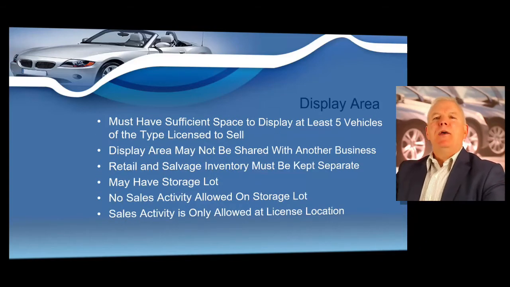Display area. Your display area must be of sufficient size to display at least 5 vehicles of the type for which the GDN is issued. I want to repeat that. Your display area must be of sufficient size to display at least 5 vehicles of the type for which your GDN is issued. Those spaces must be reserved exclusively for the retail dealer's inventory and may not be shared or intermingled with another business or a public parking area or a driveway to the office or another dealer's display area. So you can't intermingle inventory whatsoever with another licensed dealer.